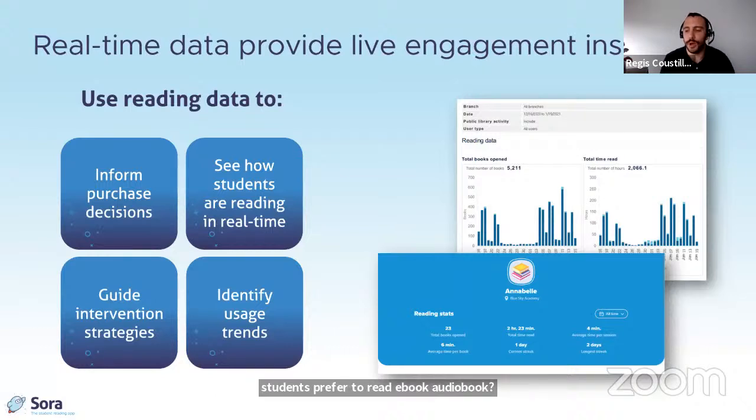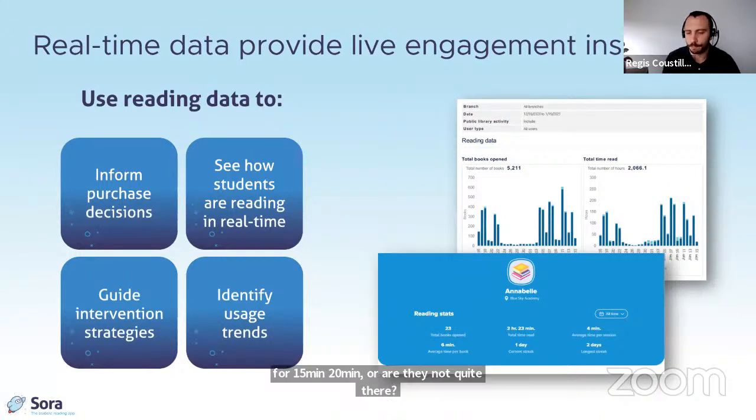And then you can see below an example of some student-specific data. How many books have they been reading? How much time have they spent reading in a given time span? How long do they read on average per session? So when they open a book, are they able to sit there and read for 15 minutes, 20 minutes? Or are they not quite there? Are they only reaching 10 minutes at a time?